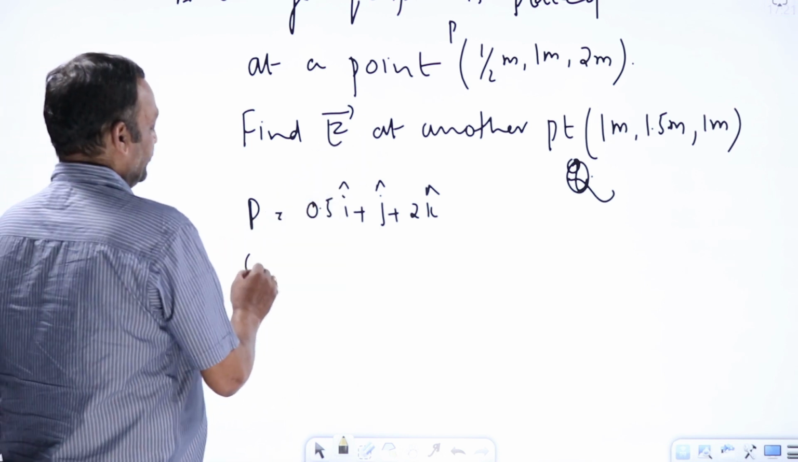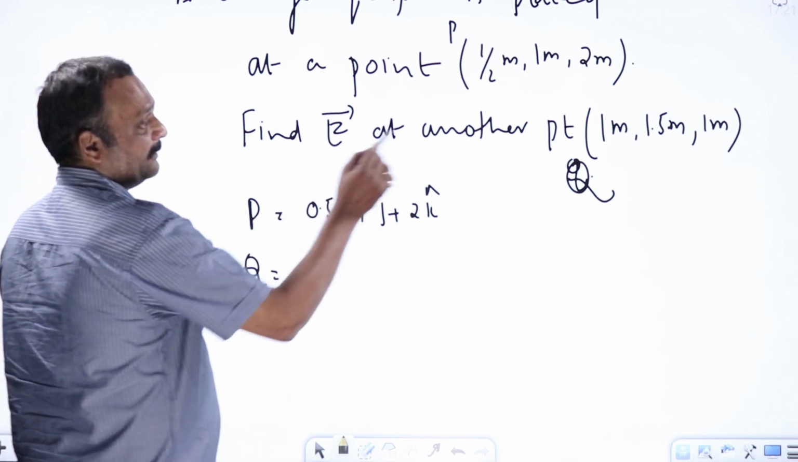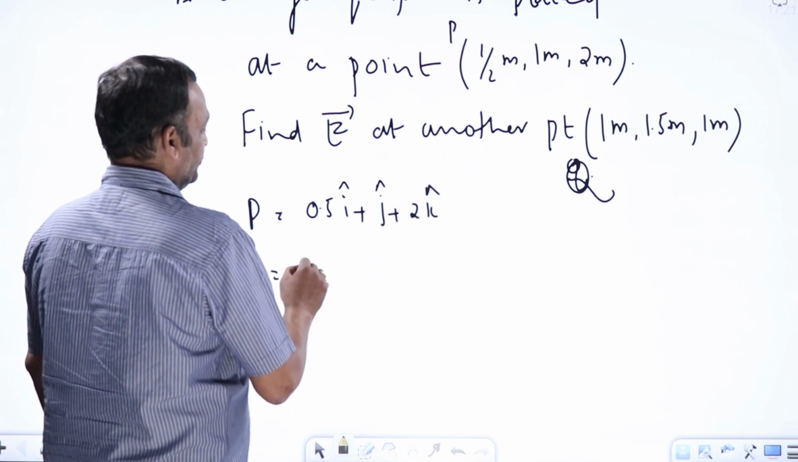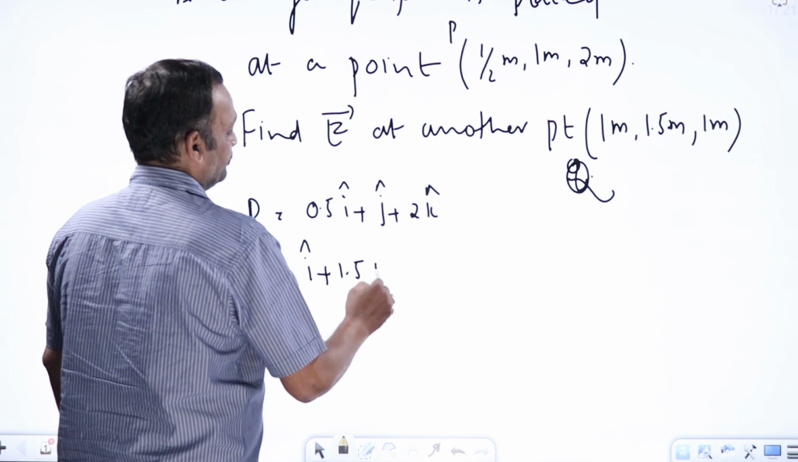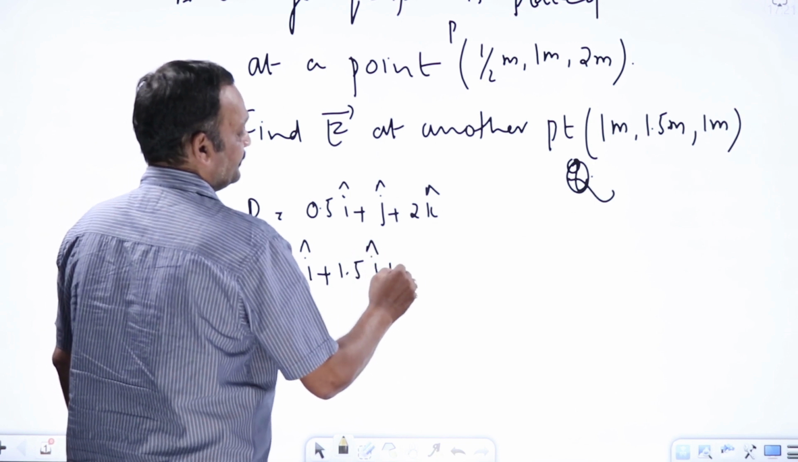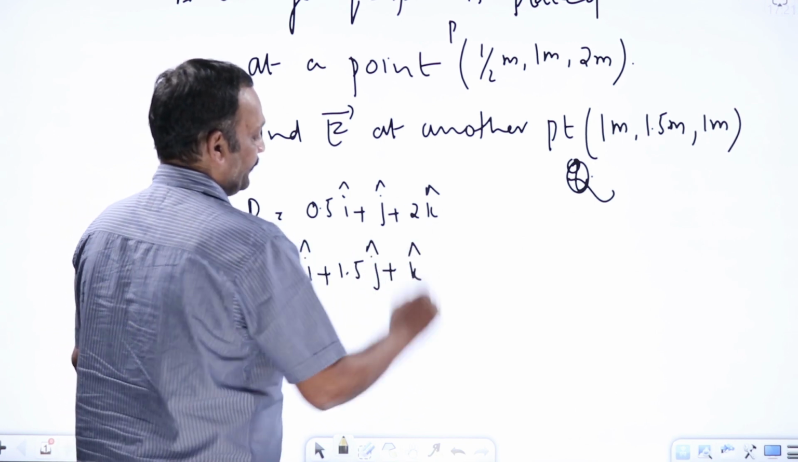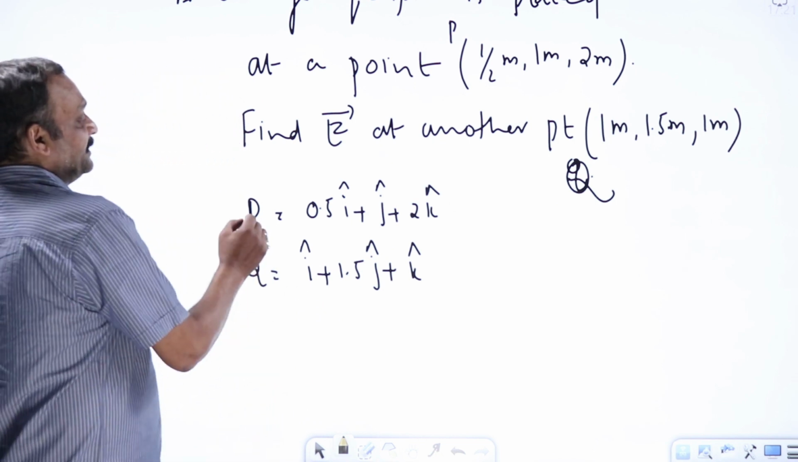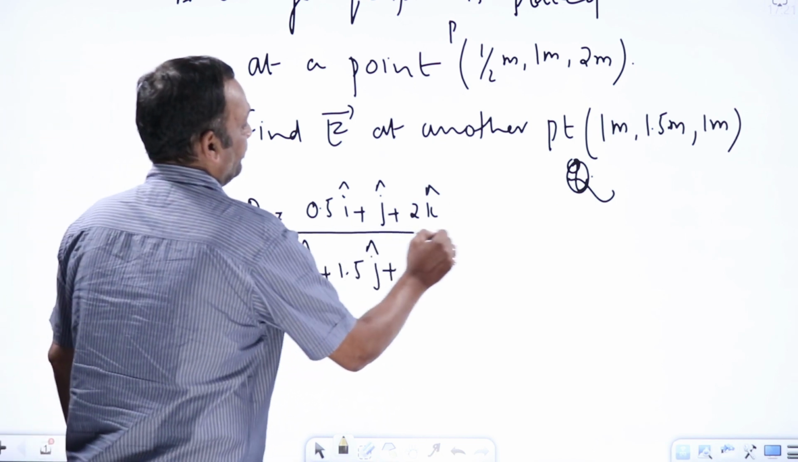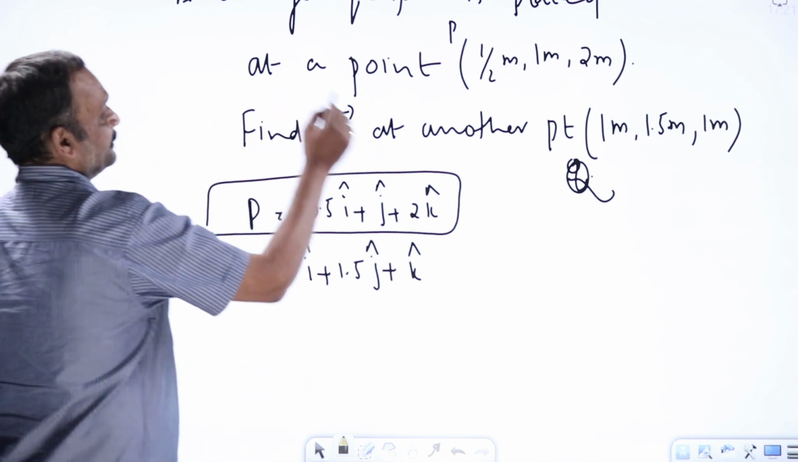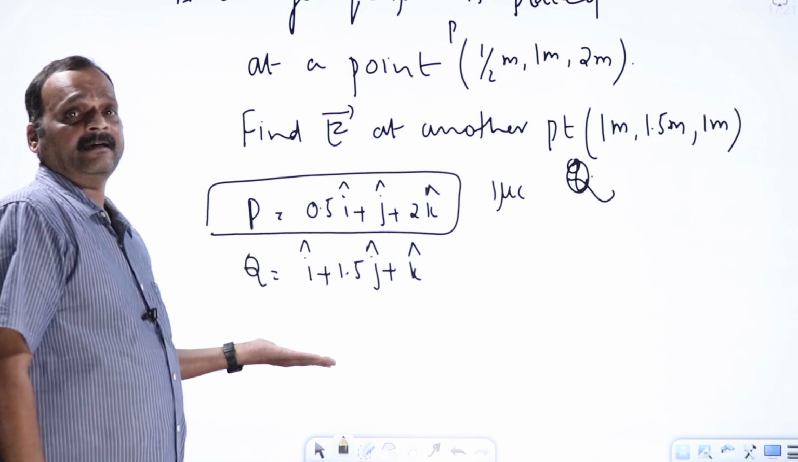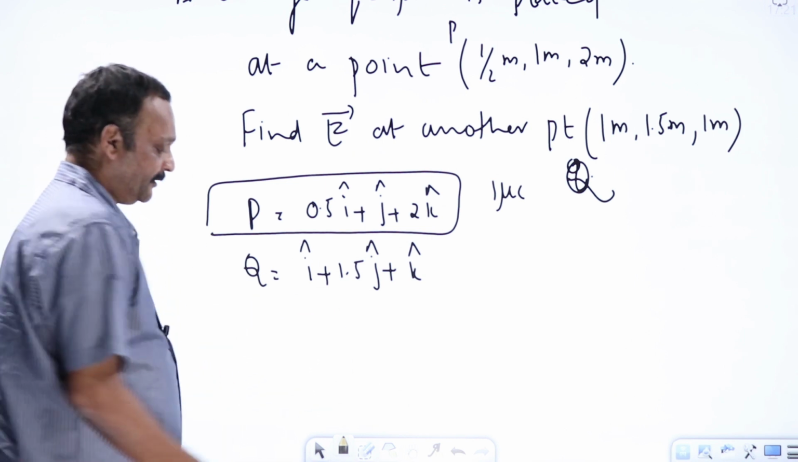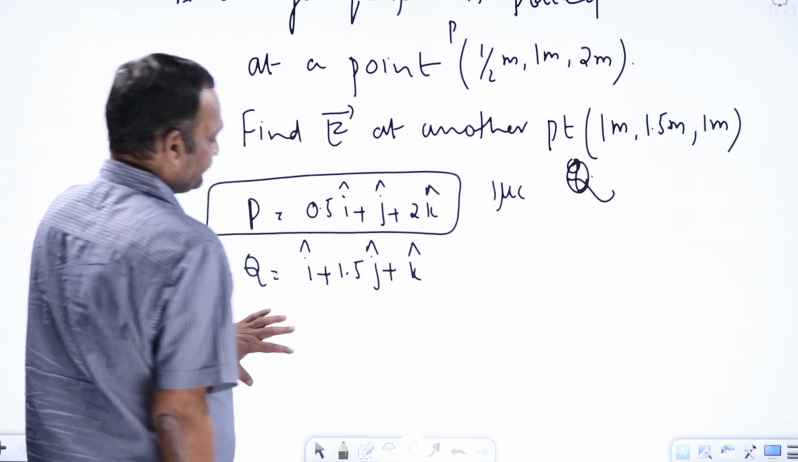What are the coordinates of point Q? It is 1 meter, 1.5, 1 meter, so i cap plus 1.5 j cap plus k cap. So there is one charge q, 1 microcoulomb, placed at point P. What is the electric field at this point Q is what is being asked. Now what do we do?